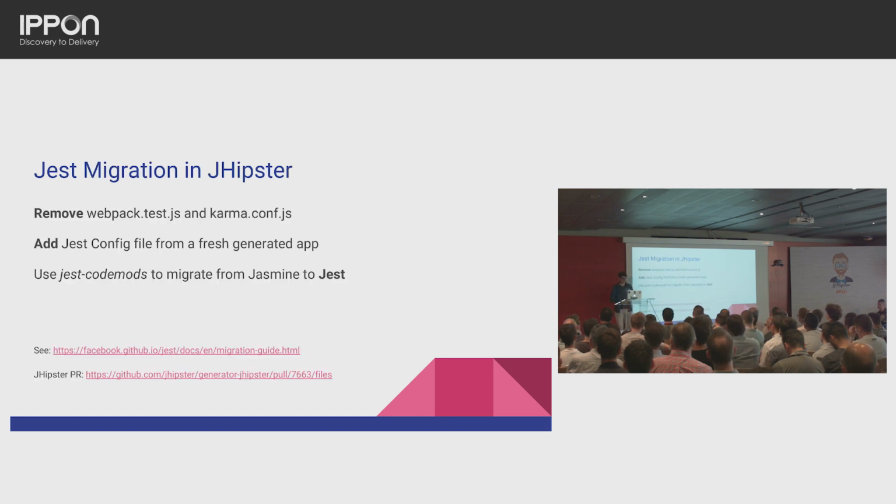How did we migrate to Jest? We removed all the Webpack configuration we used for Karma to compile the files. We removed the Karma configuration, and we added the Jest config file. And if you have a JHipster 4 application and want to migrate, you can use the Jest codemods global package. You can install it globally with npm, and it will migrate all the syntax you actually have in your tests to the Jest syntax. And you can see those two links. It's the PR we made to replace Karma with Jest, and you have the migration guide from Facebook which tells you how to use the Jest codemods.